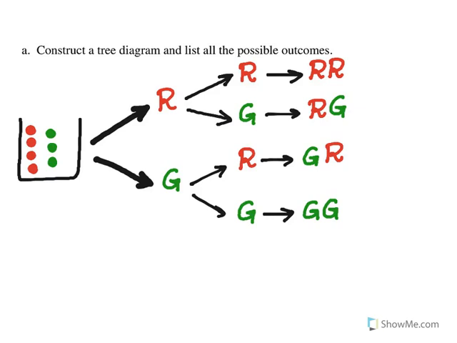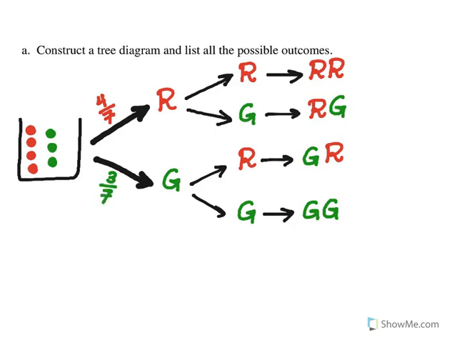Now let's write the probabilities of each of these. The probability of having the red here is, how many reds do we have? We have 4 reds out of 7 balls. And for the green here, how many greens do we have in the box? We have 3 out of the total number, which is 7.